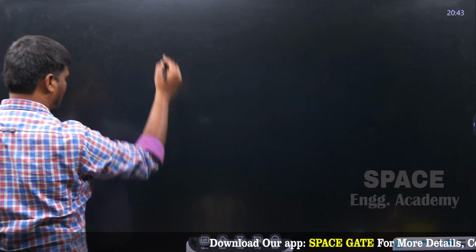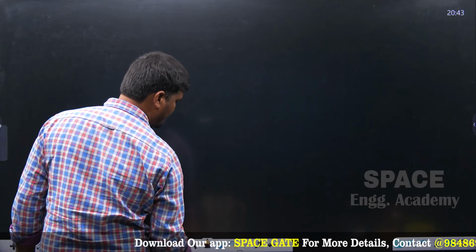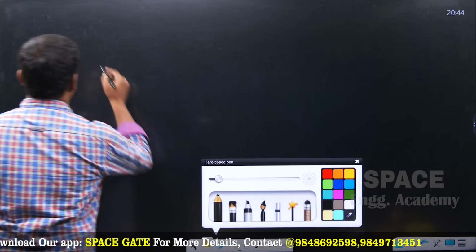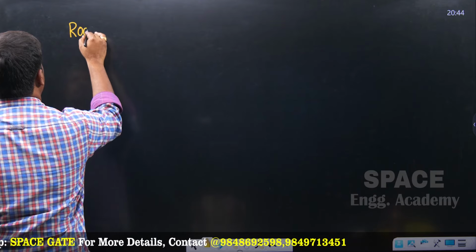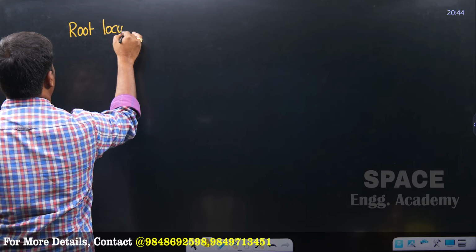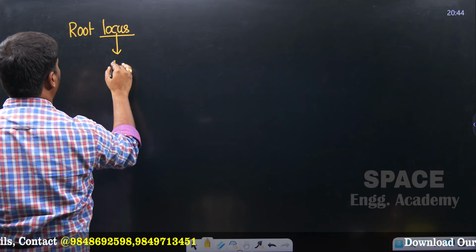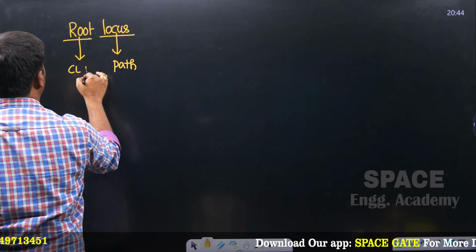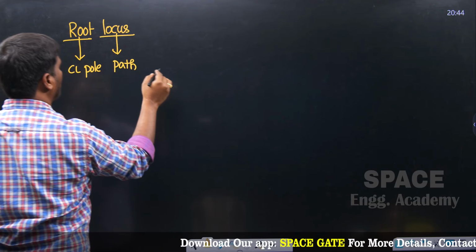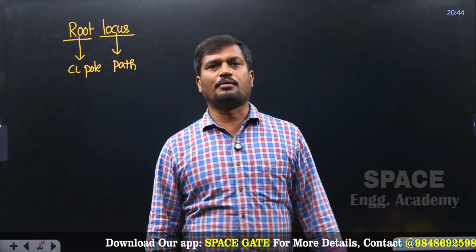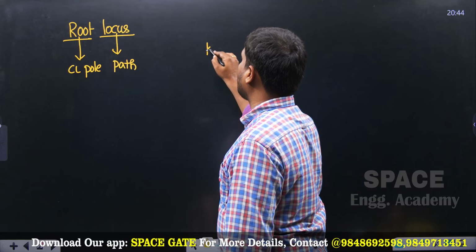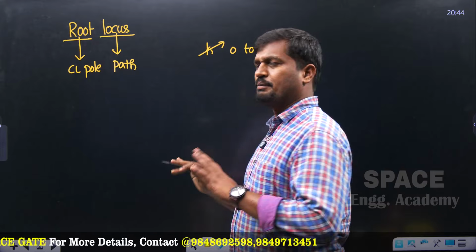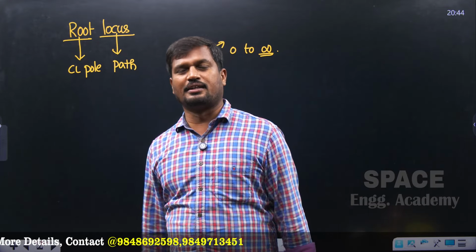First, what is the definition of root locus? Locus means path, a simple definition. Root means closed loop pole. That means it is a path of the closed loop pole when the gain is varied from 0 to infinity. That is called root locus. All these things I will not explain because everybody explains them.